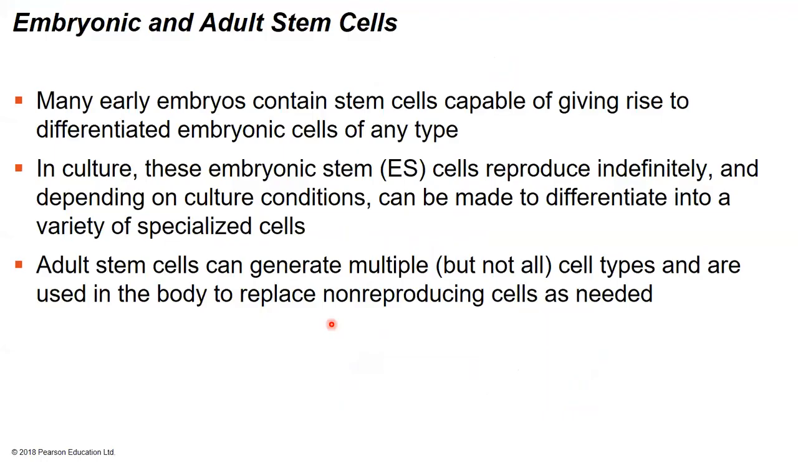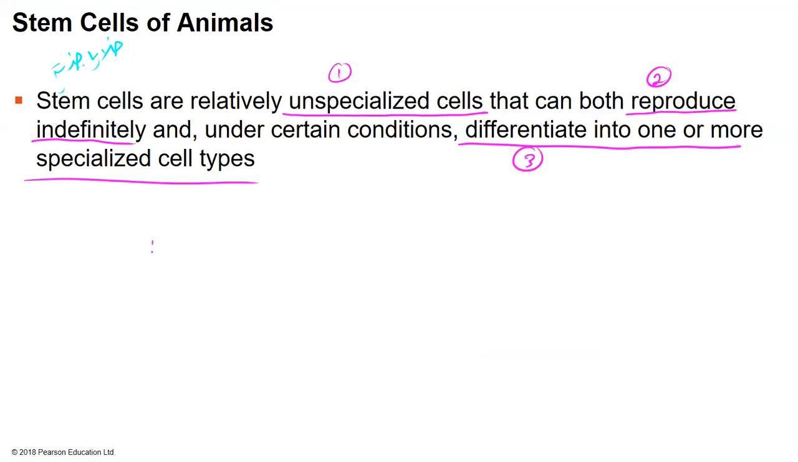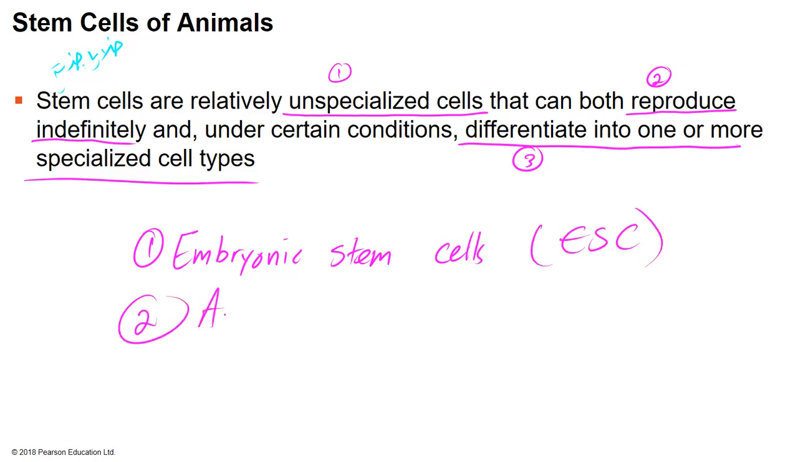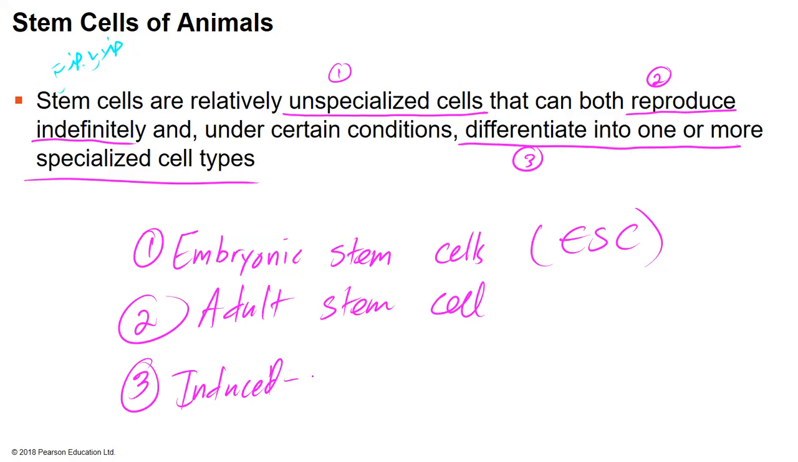Of course, there are two major types of stem cells in terms of where we get them, or in terms of their sources. We have embryonic stem cells, or ESC, and we have adult stem cells. A third kind of stem cells that could be generated in the lab is called induced pluripotent stem cell, or iPSC.